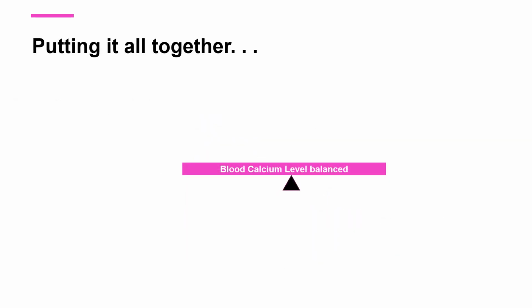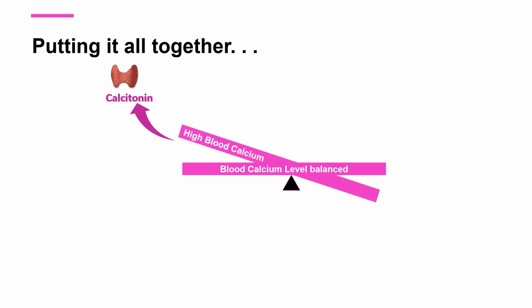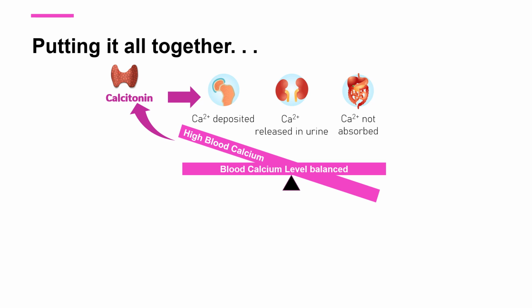So let's take a moment and put it all together. Here we have normal blood calcium levels. They are in balance, but what if things go a little on the high side? Well, that's going to stimulate calcitonin to be released from the thyroid gland, and that's going to affect the bones by causing calcium to be deposited from the bloodstream, pulling calcium from the bloodstream. We're going to release calcium into the urine, and we're going to resist the uptake of calcium from the intestine, and together all three of these are going to have the effect of lowering blood calcium levels and restoring normal blood calcium levels.